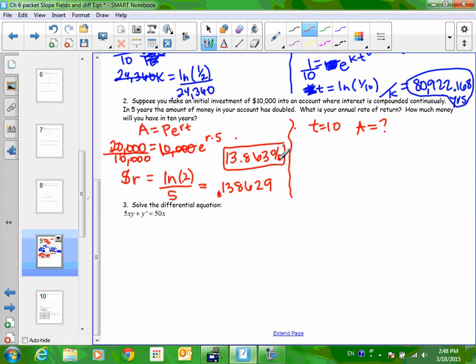Okay, now let's do the second part. How much money are we going to have? So what's A? Remember, we started off with $10,000. My R, I already have that. Oops, I don't have it stored in my calculator, but I will in a minute. And how much will we have after 10 years?